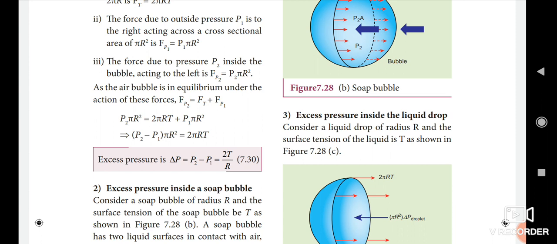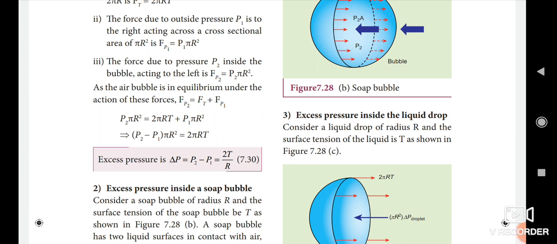As the air bubble is in equilibrium, the air bubble is in equilibrium condition under the action of three forces. What are the three forces? The force due to outside pressure, the force due to inside pressure, and the force due to tension. So three forces are there, and we have to add these three.